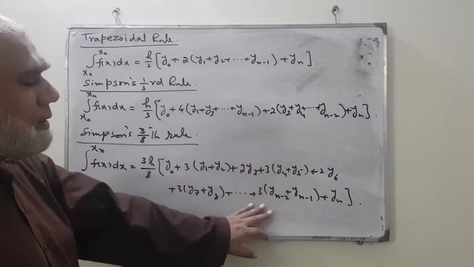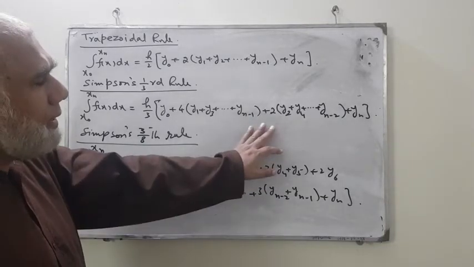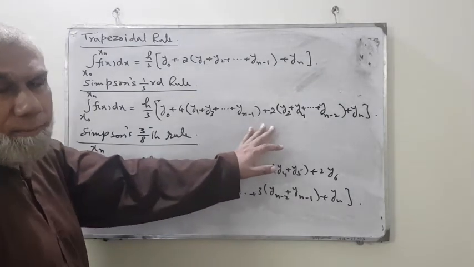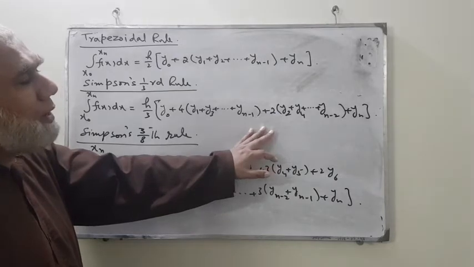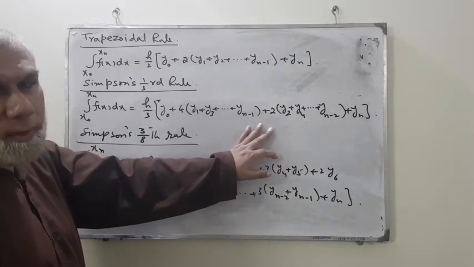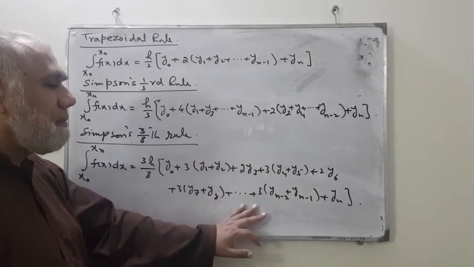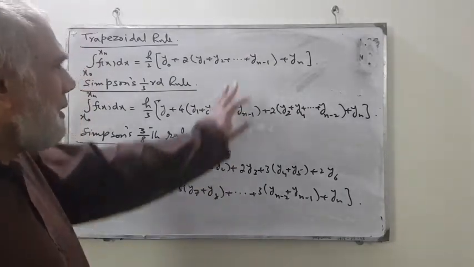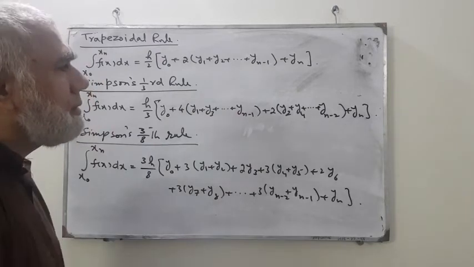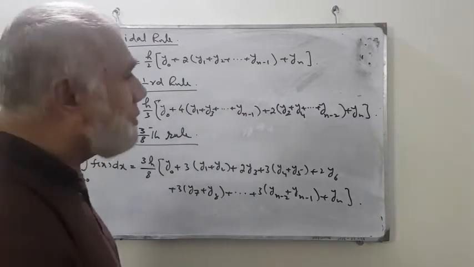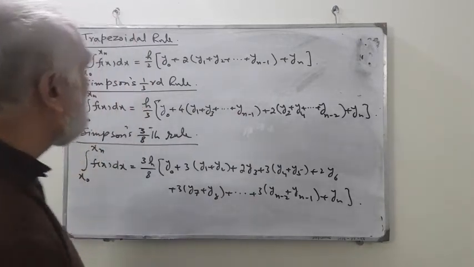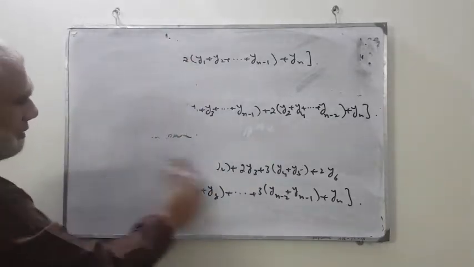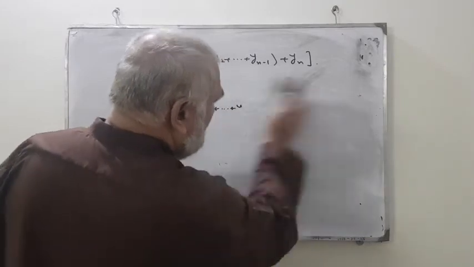regarding these formulas, the Simpson's 1/3 rule is applicable for those sets of points which contain an even number of intervals, and the 3/8 rule is applicable for intervals that are multiples of 3. And the trapezoidal rule is applicable to all kinds of intervals. So these are the things you have to keep in mind while solving the questions. So here we start solving a few examples.